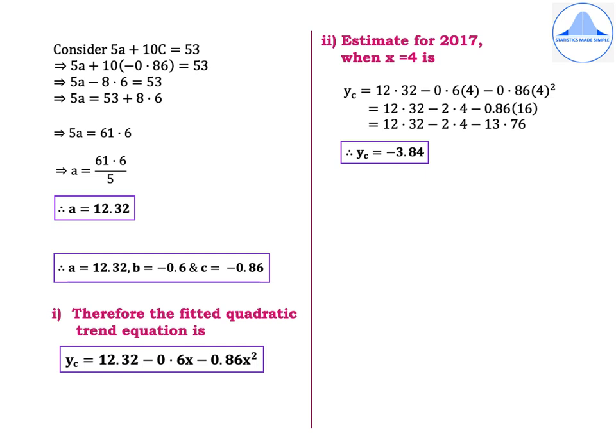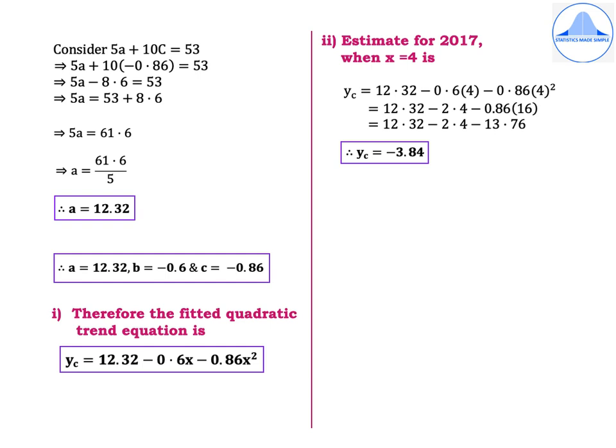So the three constants are a equal to 12.32, b equal to minus 0.6, and c equal to minus 0.86. So substituting these three values in the quadratic equation, we get the first subdivision. Therefore, the fitted quadratic trend equation is yc equal to 12.32 minus 0.6x minus 0.86x square. Second subdivision, to estimate for 2017.